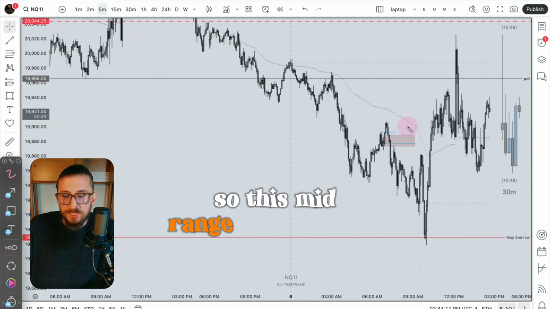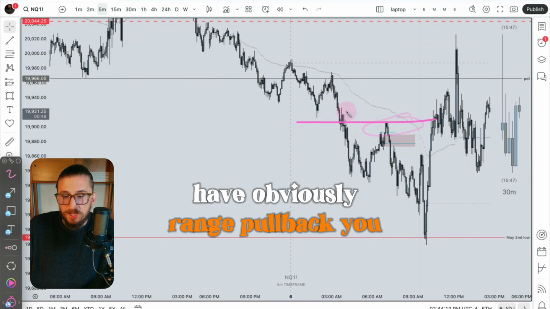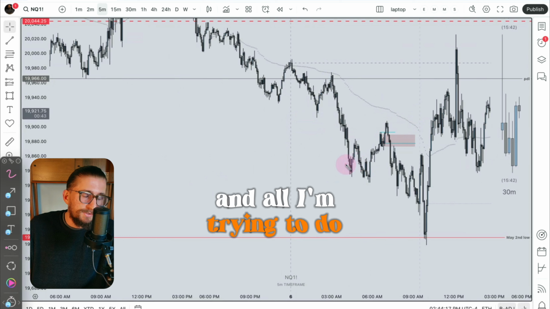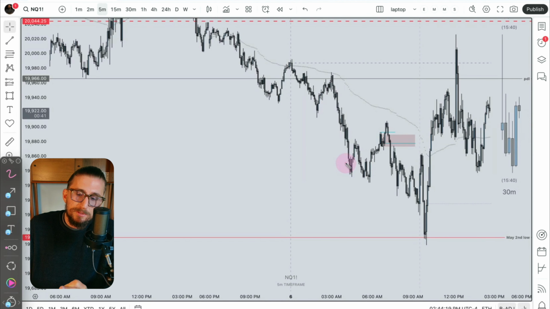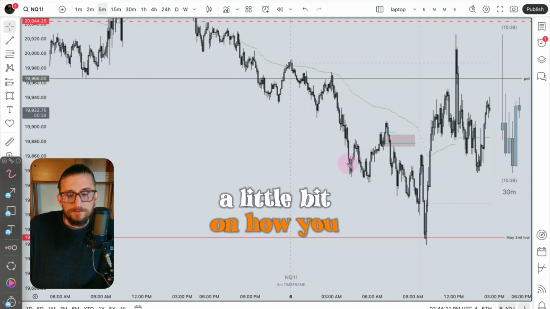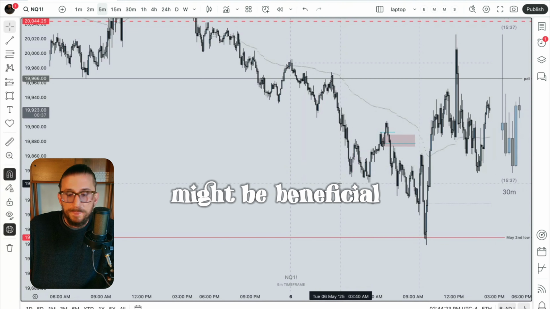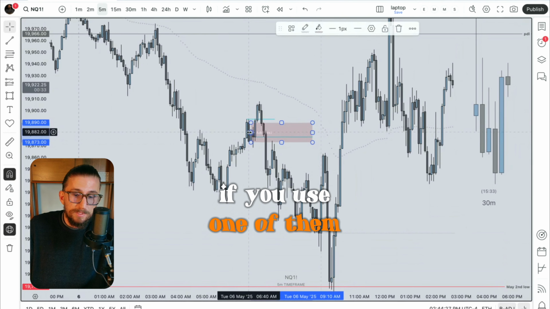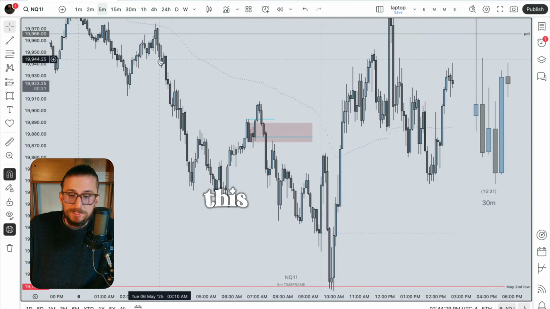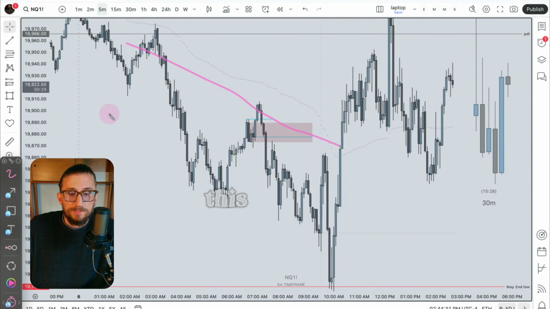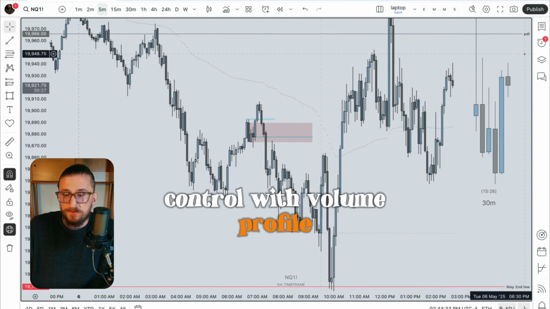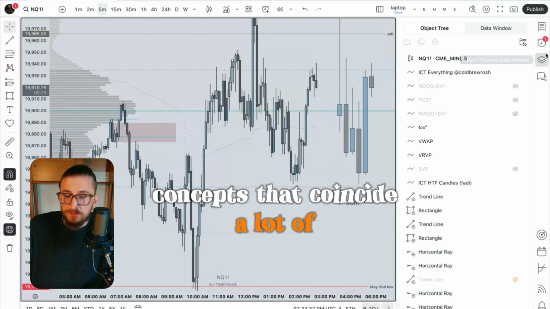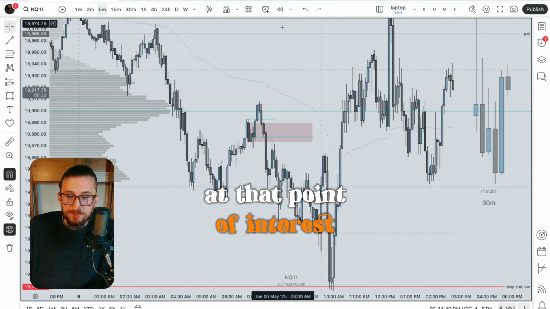So this mid-range pullback, you have obviously break, retest. There's a million ways you can look at it. And all I'm trying to do is show you that maybe changing your perspective a little bit on how you read price might be beneficial. I'm not saying you have to use X, Y, or Z. I'm just saying if you use one of them, look at it the other way. This could be your pullback to a moving average. This could be your point of control with volume profile. I guarantee there's a lot of concepts that coincide at that point of interest.